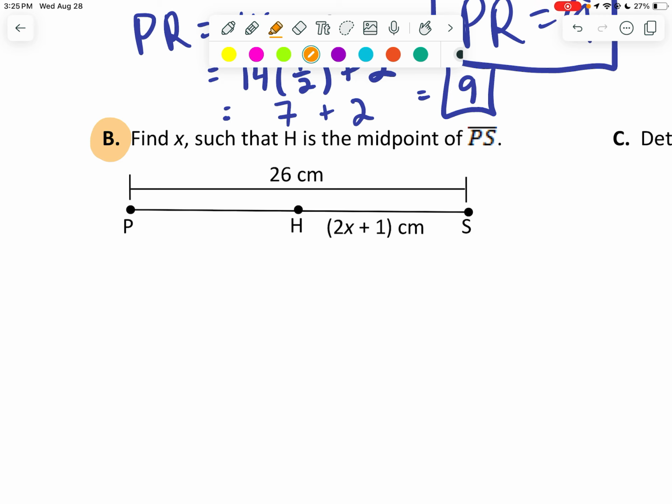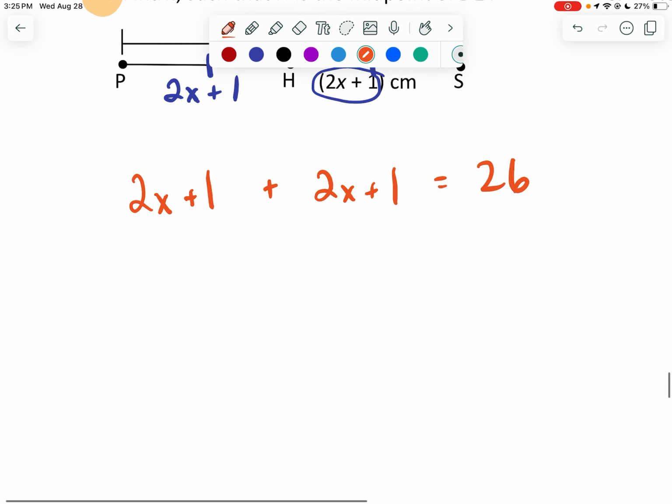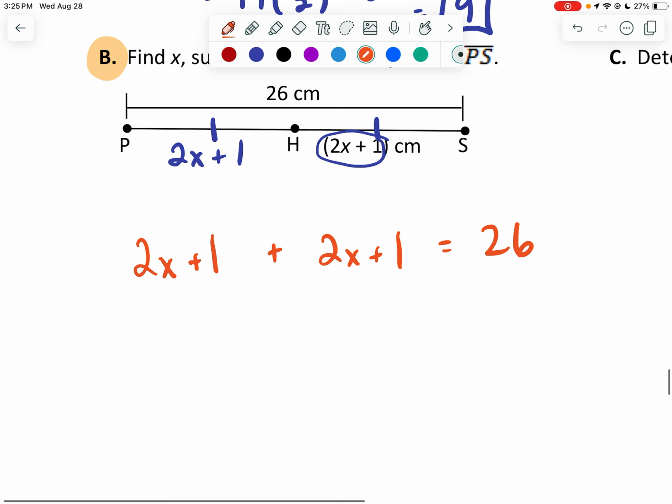All right, so let's check this. So this one, you have the picture. Find x such that H is the midpoint. Okay, so midpoint means we can put the tick marks on here. Okay, if one half is 2x plus 1, then I know the other half is 2x plus 1. And then hopefully you set up your part plus part equals the whole.